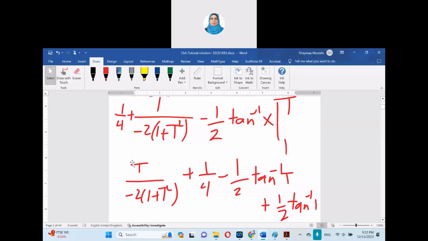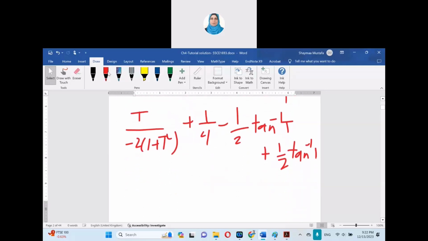Right. Here, when you take the limit, you have infinity over infinity for this part. So you need to apply L'Hopital rule here. So usually this term will go to 0. And here tan inverse infinity is pi over 2. When you take the limit, when t goes to infinity, the first part will go to 0, because we have infinity over infinity, you need to apply L'Hopital rule.